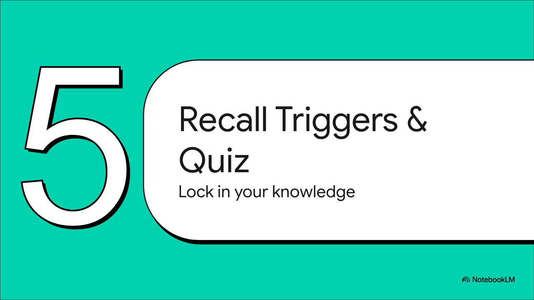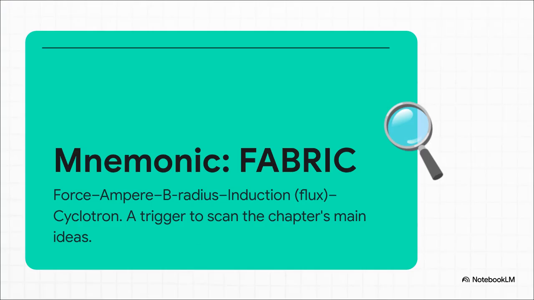We are in the home stretch now. Let's lock all this knowledge into your brain with some powerful recall triggers and a quick quiz to make sure it sticks. You know that moment in an exam when your mind just goes blank? Well, here's a simple mnemonic to pull you out of it. FABRIC. Just remember the word FABRIC. It stands for Force, Ampere's law, Biot-Savart law, Radius of motion, I for current, and C for cyclotron. It's an awesome way to just mentally scan the big topics if you get stuck.